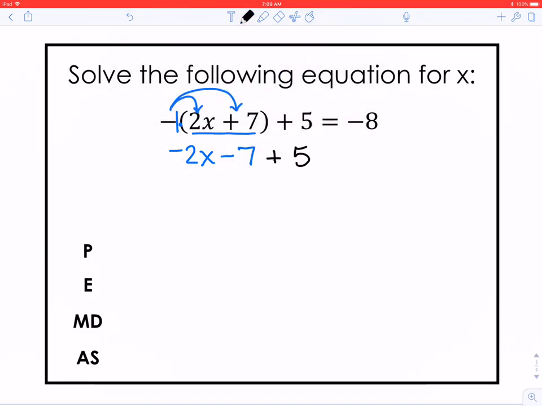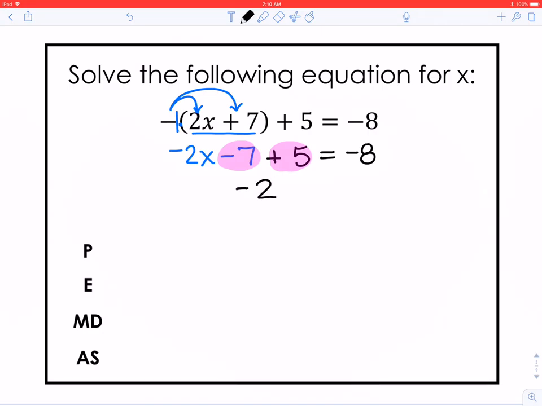And then the remaining part of our equation stays the same. Now we're ready to combine like terms because I notice we have a constant here of negative 7 and a constant here of positive 5. Those are like terms because they're both constants, so we can combine that. Negative 7 and a positive 5 makes a negative 2.